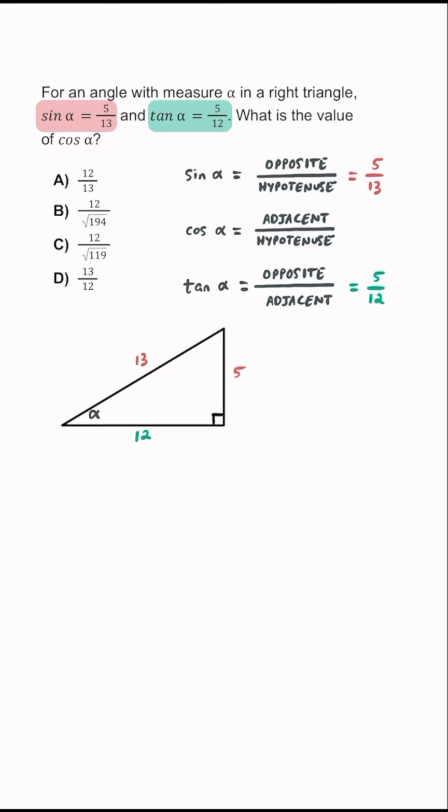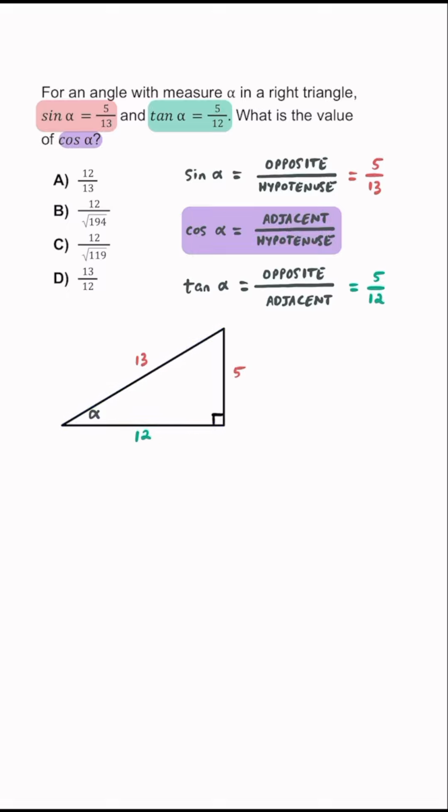Now the question they're asking us is, what is cosine of alpha? All right, so to figure out cosine of alpha, that's going to be this ratio right over here, the adjacent side to the hypotenuse side. So here is alpha, and so cosine would be the adjacent side length, which is 12, and the hypotenuse here is 13. So to find cosine of alpha, this is going to be 12 over 13.